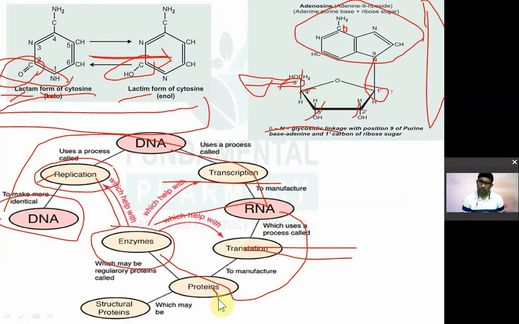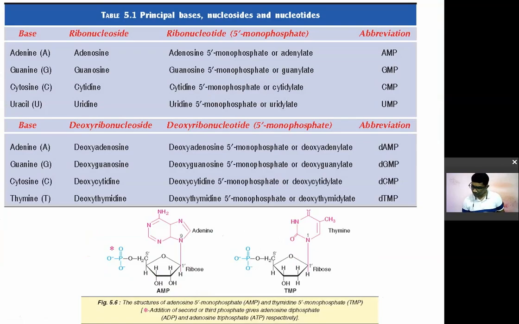These proteins may be of two types. Whatever proteins are synthesized, they may serve different functions. They may act as structural protein to serve your body, like structural protein is needed for body parts. They may be either structural protein or special protein like enzymes. This is known as the central dogma of life. Now you can see over here the principal basis of difference between nucleotide and nucleosides.